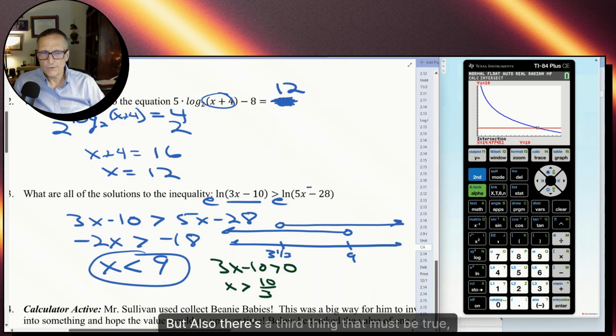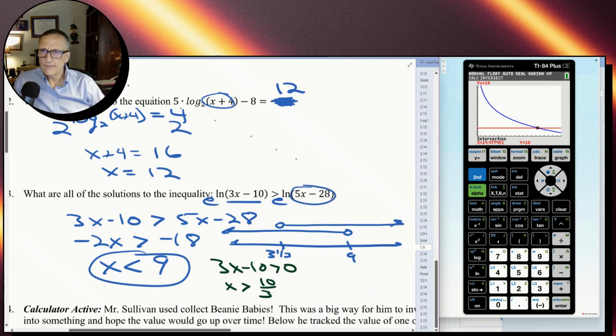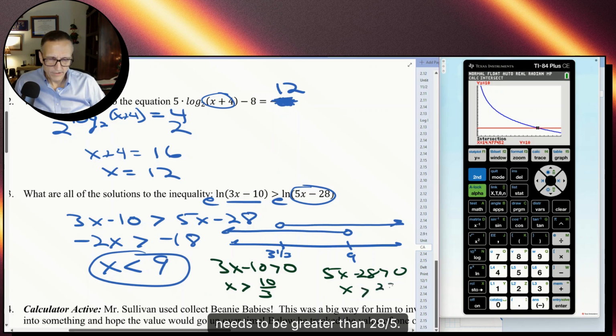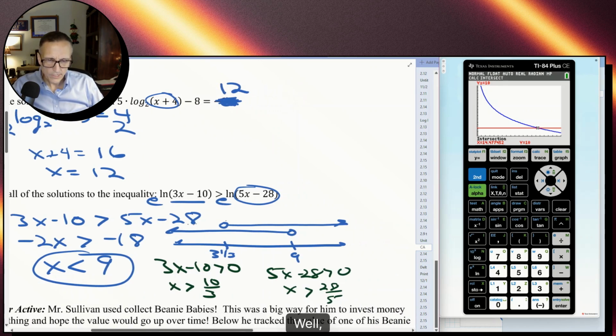But also, there's a third thing that must be true. And that is that 5x minus 28 must also be positive. That would mean that x needs to be greater than 28 fifths. Add 28 to both sides, divide by 5, I get x is greater than 28 fifths. Well, 28 fifths would be 5 3/5.